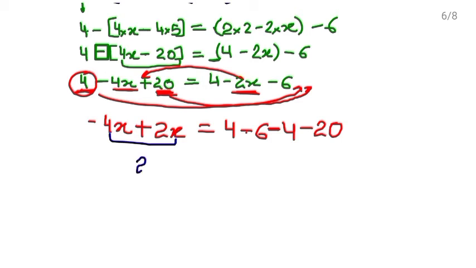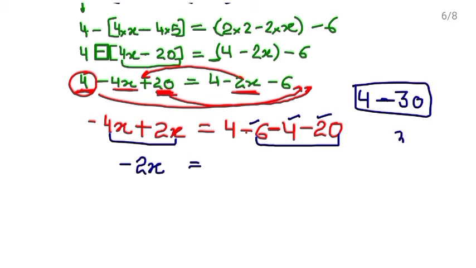4x minus 2x, 2x, and the sign will be of the greater numeral, which is minus, equals to, on the right hand side. These three terms are of the same sign. ये भी minus का है, ये भी minus का है, ये भी minus का है. So add them. This will become 30 of minus sign, right? And this 4 is of plus sign. These two are of different signs, so we will subtract them. 30 minus 4, 26, and the sign will be of the greater numeral. Greater numeral कौन सा है, minus का, right?